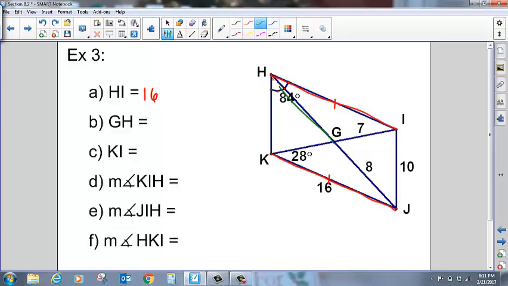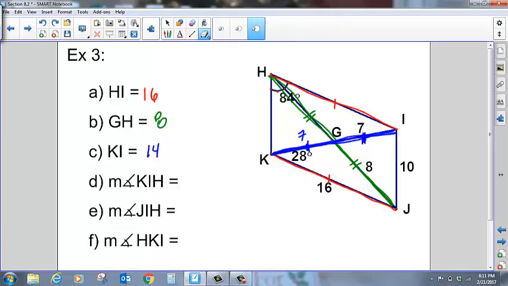GH. So GH is right here. Okay, that's part of the diagonal, which means it's going to be congruent to GJ right here since diagonals bisect each other. So this is going to equal 8. Now KI is this entire diagonal here. But since we know that diagonals bisect each other, we know that this 7 is going to also carry over here, and that's going to be a 7 since the two pieces are congruent. So the total for KI all the way across would be 14.